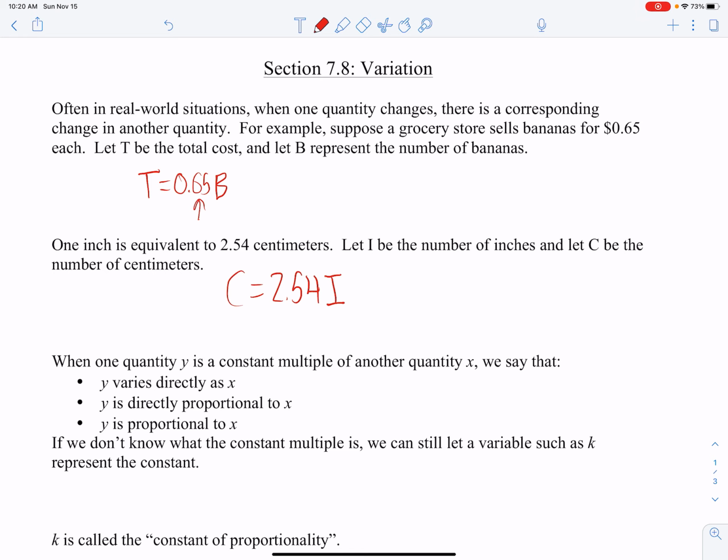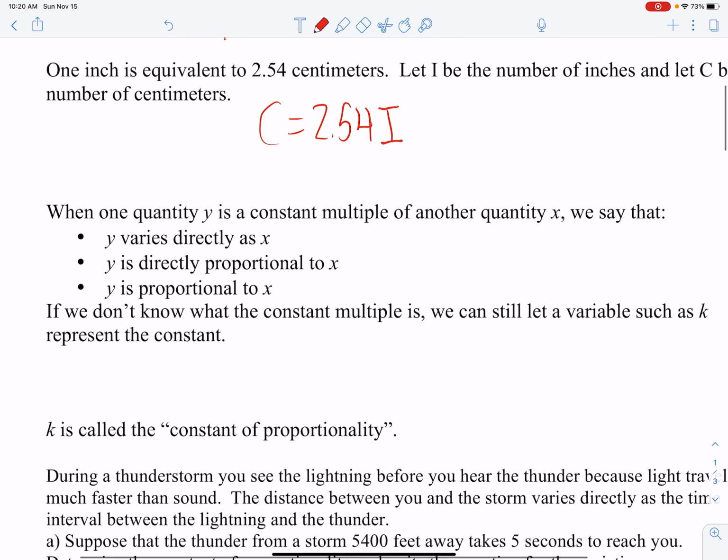But anytime you're reading a word problem, you might see something like one variable varies directly as another variable, or one variable is directly proportional to another variable. Or sometimes they don't even put the word directly and they just say one variable is proportional to another variable. If we don't know what that constant multiple is, we're just going to use the letter K. And we would say one variable is a constant K times another variable. So the equations we're going to set up for this kind of problem are actually some of our simpler equations. It's just one variable is a number times another variable.